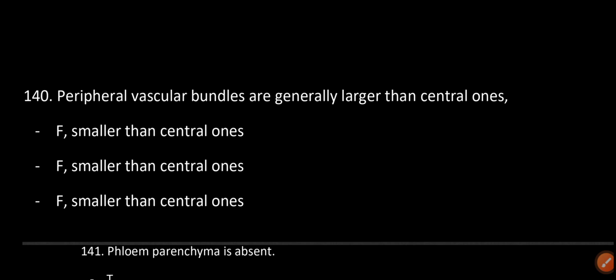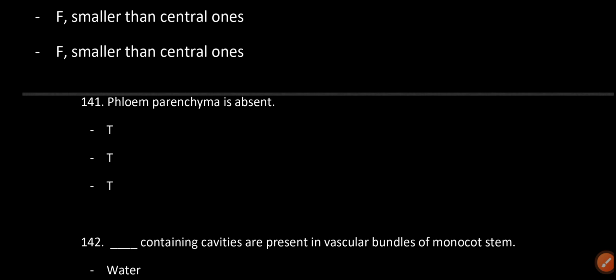Peripheral vascular bundles are generally larger than central ones. False. Smaller than central ones. Phloem parenchyma is absent. True.